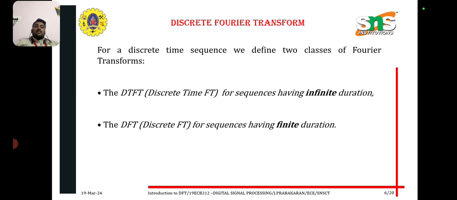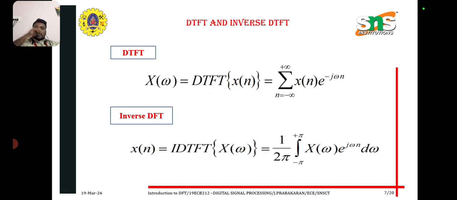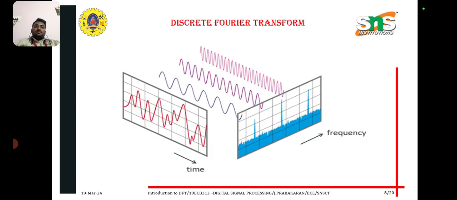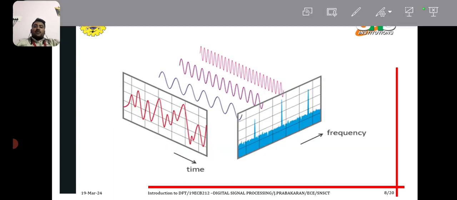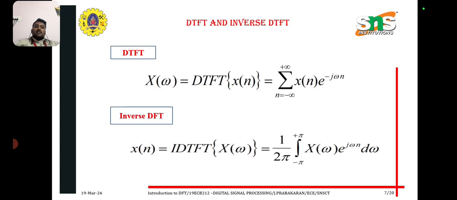For discrete time sequences, we define two classes, that is DTFT and DFT. DTFT is infinite duration and DFT is finite duration. Here is the formula for DTFT: capital X of omega equals summation n equals minus infinity to infinity of x of n, where the time domain sequence is the input and the frequency domain is the output, times e power minus j omega n.